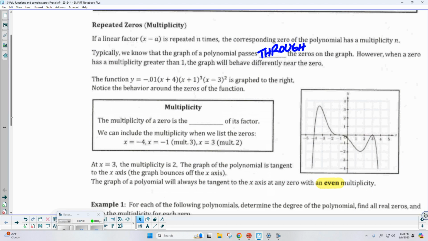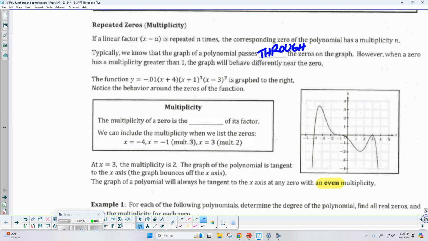They're giving me this function, y equals negative 0.01 times x plus 4 times x plus 1 quantity cubed times x minus 3 quantity squared. So this is graphed to the right. And it says, notice the behavior around the zeros. Well, first let's go ahead and talk about how we got the zeros. You might remember from algebra, like for example, a quadratic, a really good way to determine where the parabola crosses the x-axis is to factor it and then use the zero product property. Okay, so that's exactly what we're going to do here.